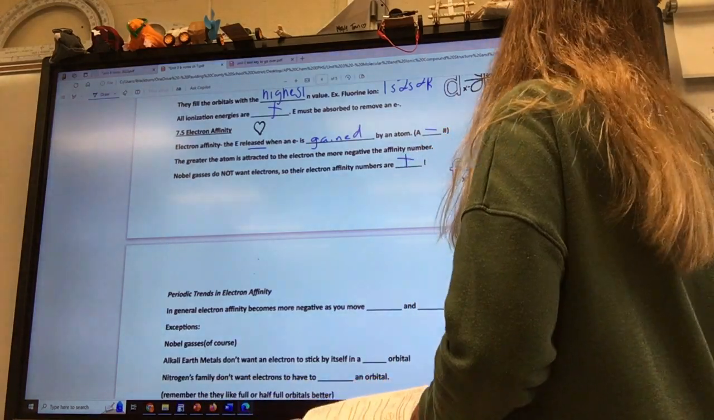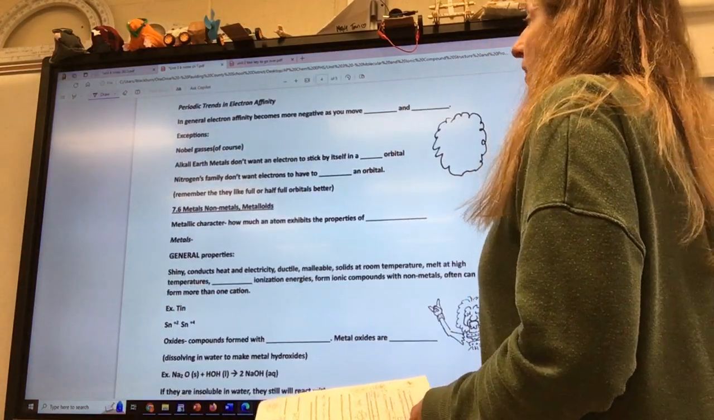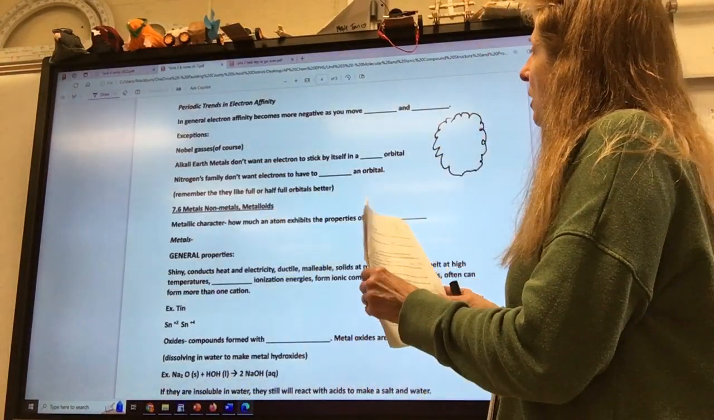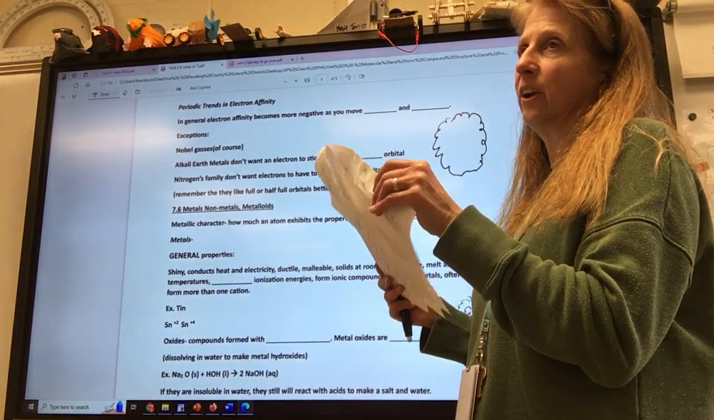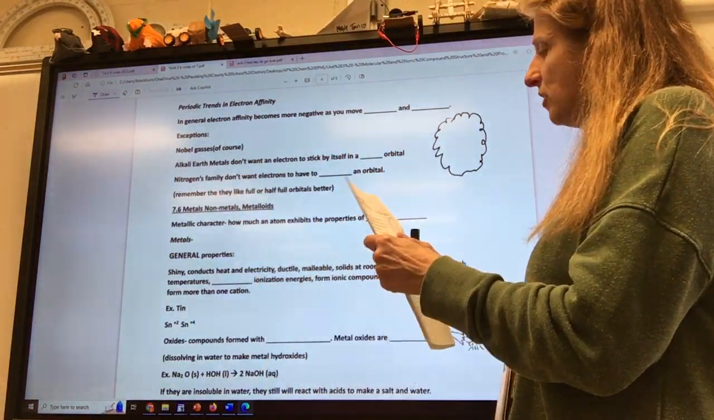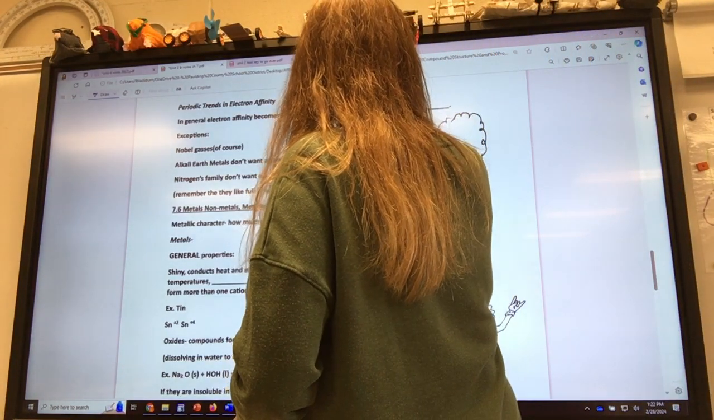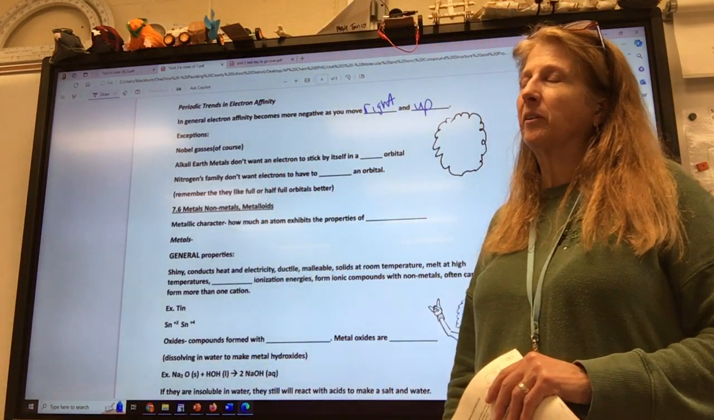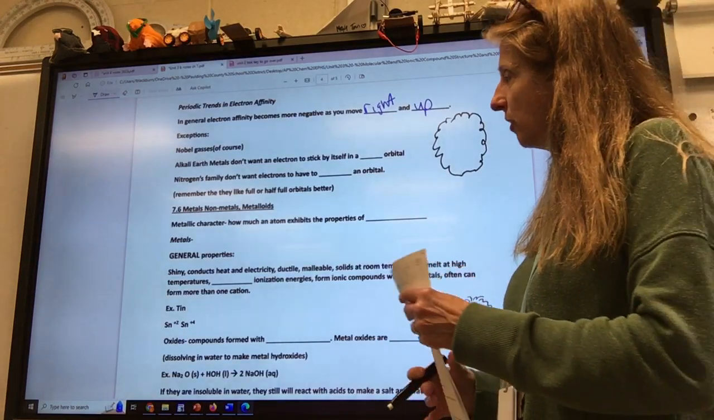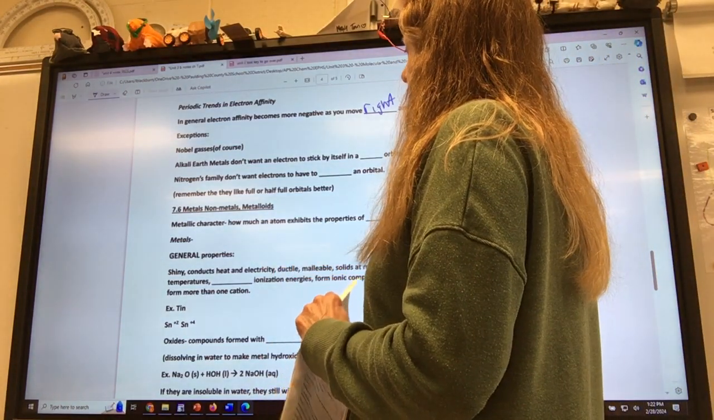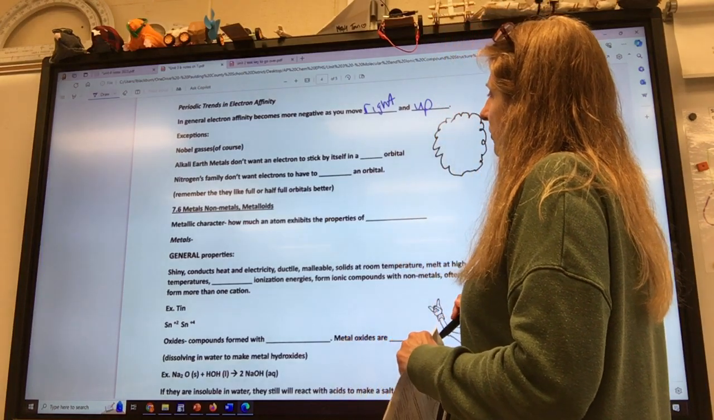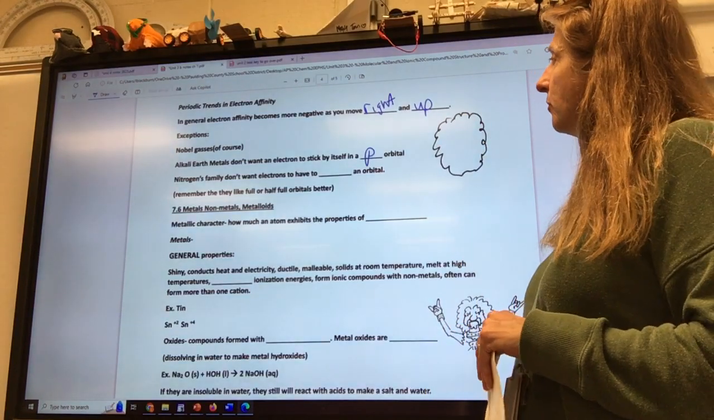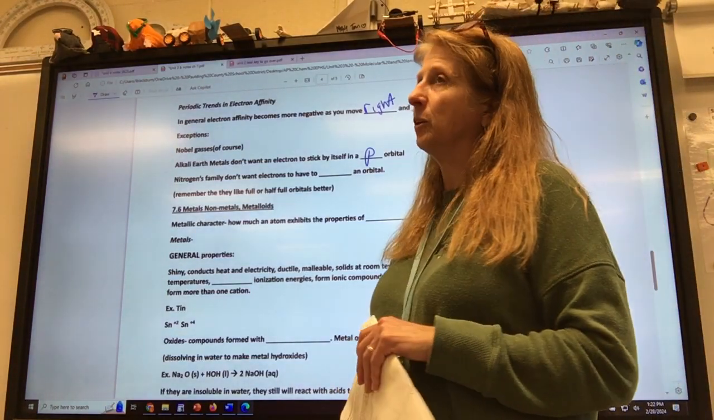Okay? Next idea. Periodic trends in electron affinity. In general, electron affinity becomes more negative, that's like higher, it likes the electron more, as you move to the right and up on the periodic table. So there are some exceptions, of course. Noble gases, they don't want electrons. Also, alkaline earth metals don't want an electron to stick by itself in a p orbital.